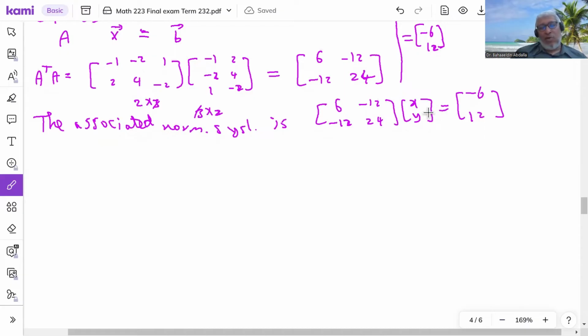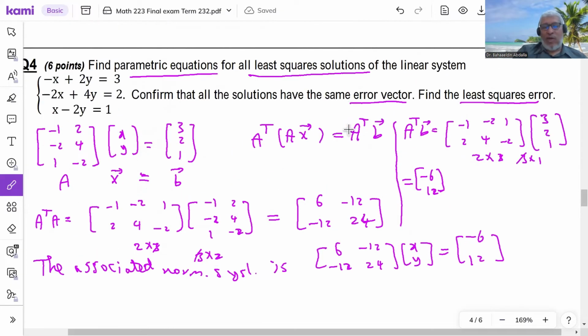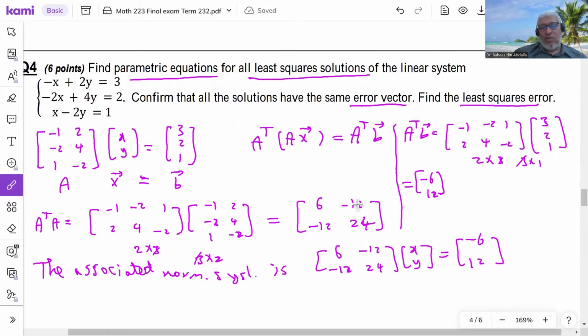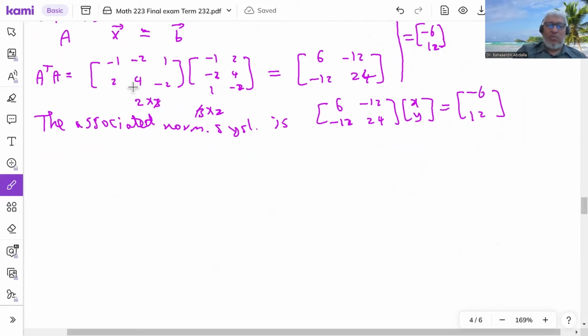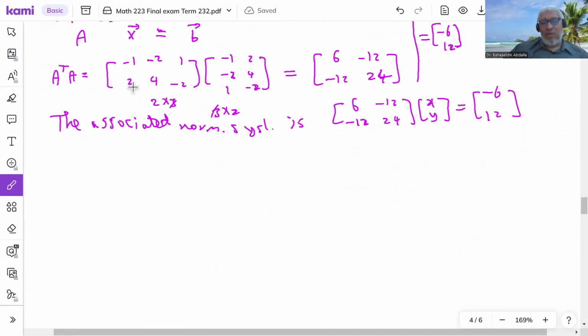If you try to solve it by calculator, it will say math error because it has parametric equations here. So this means that this system has infinitely many solutions. So let me solve it using Gauss-Jordan. This is the augmented matrix: 6, negative 12, negative 6, and negative 12, 24, and 12.